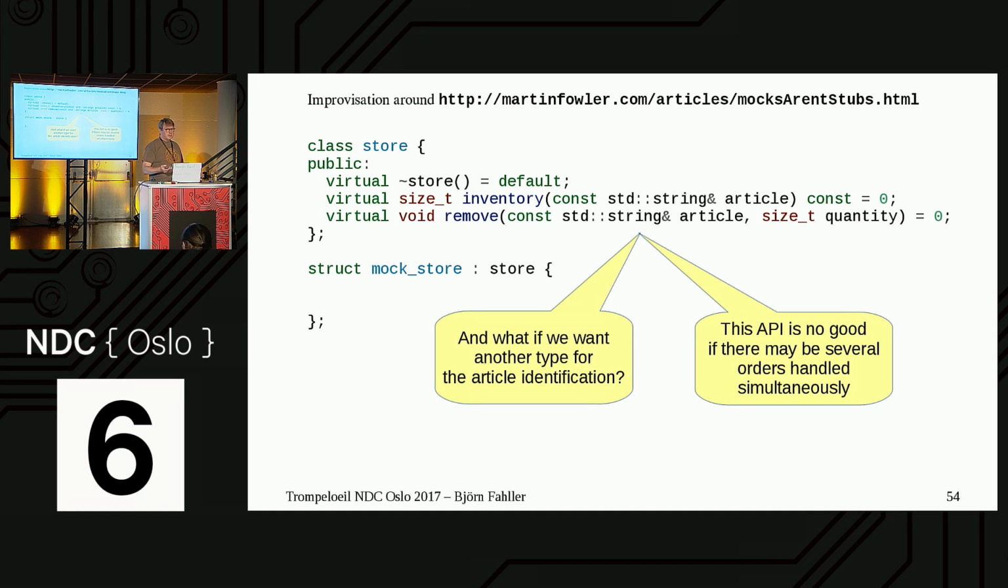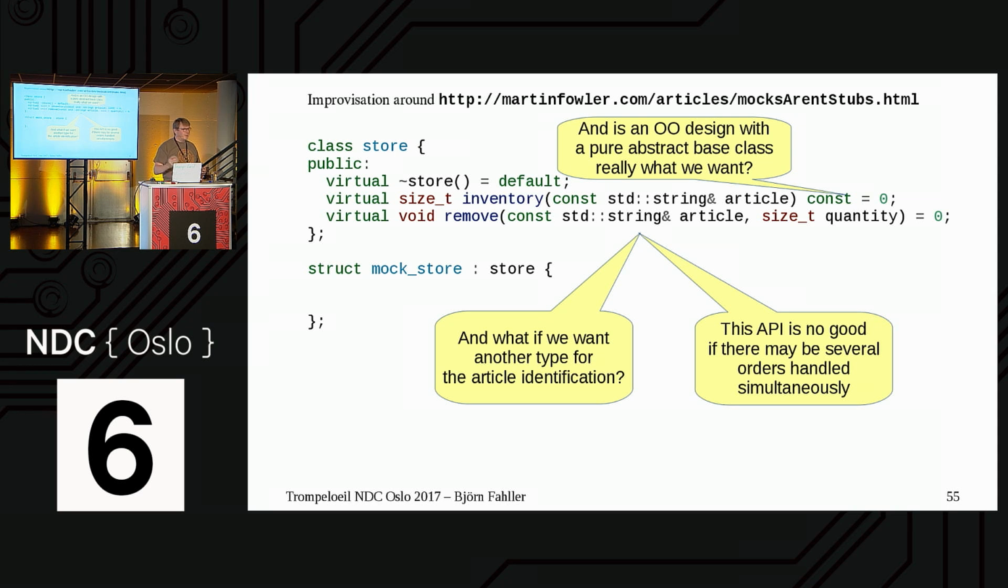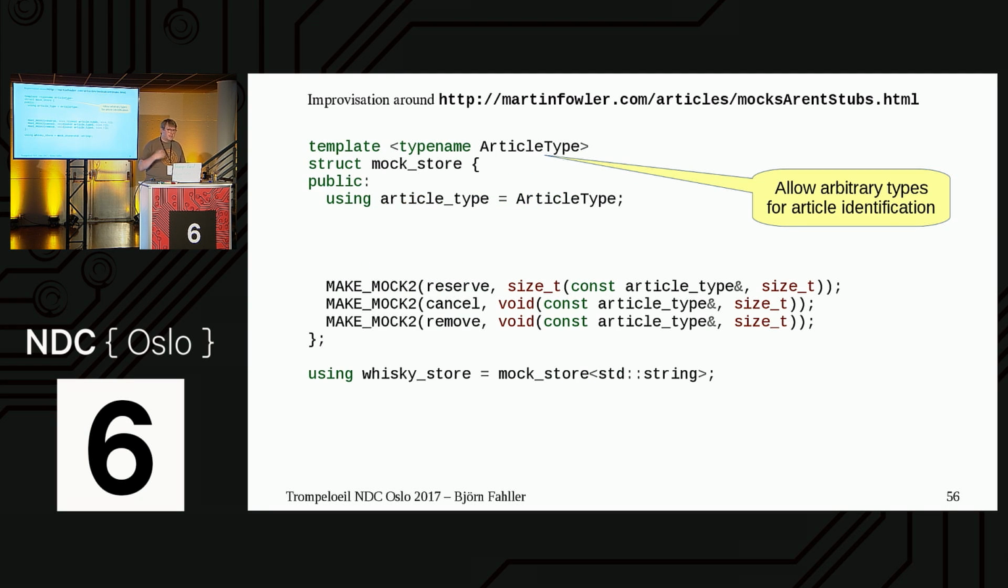What if we want different types? Maybe we should think a bit more generic. Strings as articles are really good for testing. It makes everything clear, but perhaps the real implementation will want to use some other type. And do we really want an object-oriented design that feels like 1990? Let's do it a different way. Let's work with concrete types, templatized on the article type.